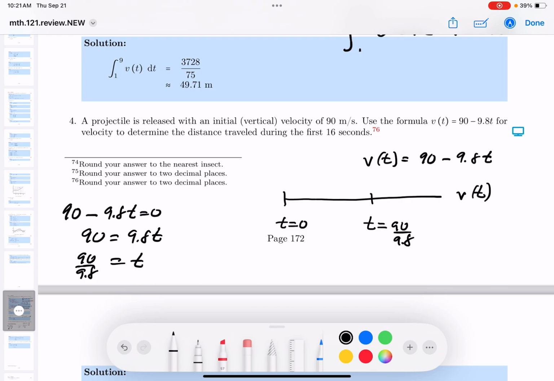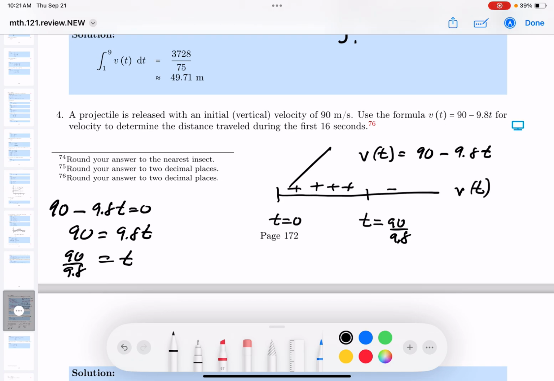We'll talk about units later, by the way. So between 0 and 90 over 9.8, you pick a test point, maybe 1, and it's going to be positive. What does it mean? It's going up. Now, after 90 over 9.8, take another test point, like 10, plug it in, it's going to be going down. All right, so it goes up, comes back down.